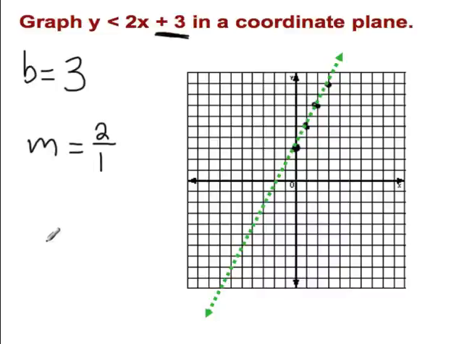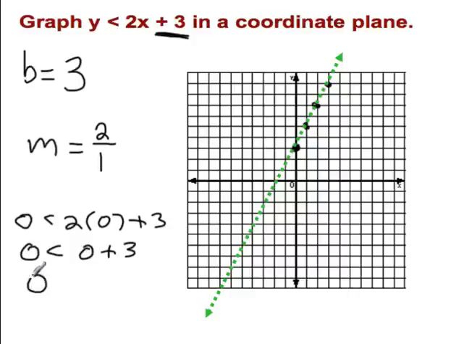If I plug in 0, 0, I would have 0 is less than 2 times 0 plus 3. That would give me 0 is less than 0 plus 3. 0 is less than 3. Is that true? Think to yourself, is 0 less than 3? Yes, it is. That means that this point, 0, 0, works for this inequality.